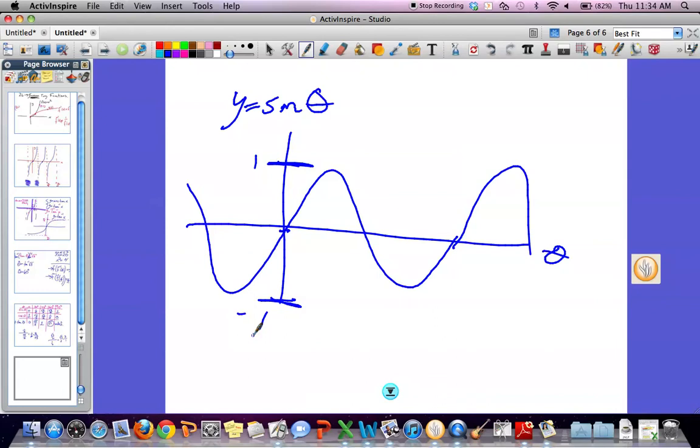Make sense? Now, if I wanted to restrict this one so that it is one to one, on the tangent we went negative pi over 2 to pi over 2. Where should I restrict the sine function so that it's one to one? Where should I restrict this one?